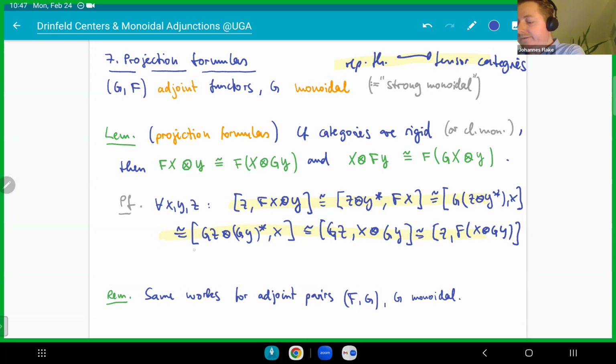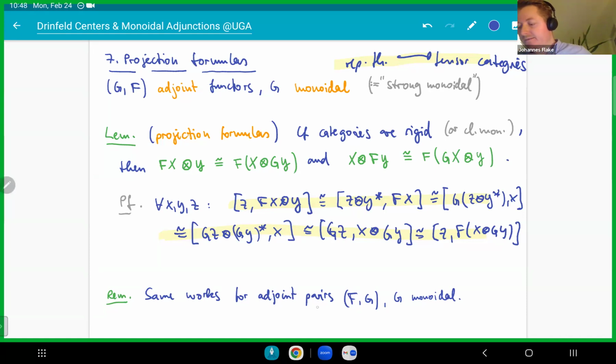But now G is monoidal, so it commutes first with the tensor products and then also with taking the duals. So I get this next step. But now I can move the G Y star back to the other side, just dropping the star. So it becomes G Y on the other side. And now I go back via the adjunction, so I get F X, G Y. This is the last expression, and this is exactly the thing I claimed it would be isomorphic to. So this is a very general and very easy to prove idea.